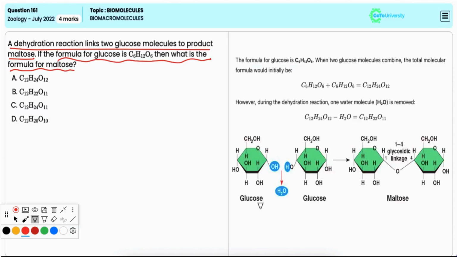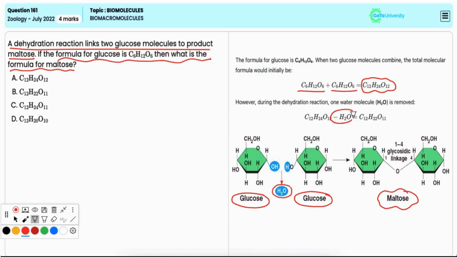Now, when two glucose molecules are linked together to form maltose through a dehydration reaction, which is a synthesis reaction, one water molecule is removed. The formula for glucose is C6H12O6. So when two glucose molecules combine, the total molecular formula is coming to C12H24O12. But during the reaction, one water molecule has been removed. So the final formula is coming to C12H22O11. Hence, the correct answer is option B.